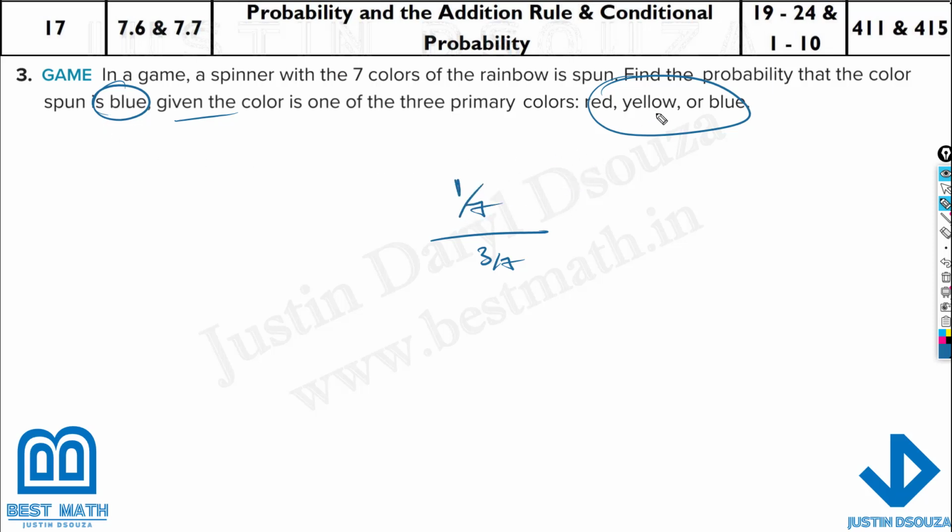Or you can also think like this: which is common here, only 1 common, and how many total are there over here? It's 3. So 1/3, or the 7 cancels. Answer is 1/3.